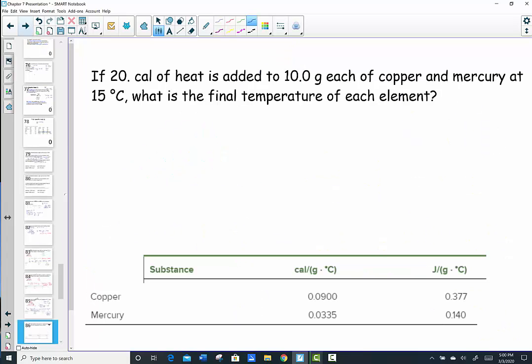Pause and think this through. Give yourself a little think time and try this problem out. Come back to me when ready.